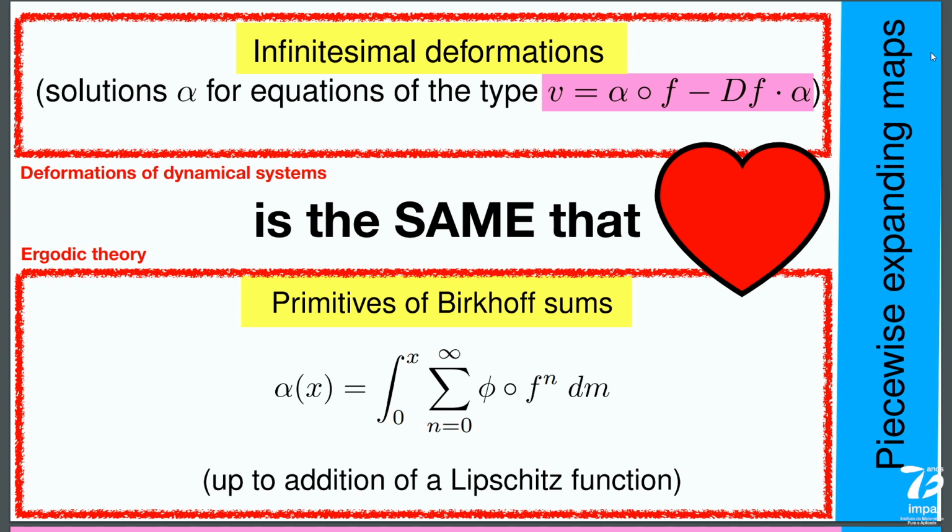If you wanted to understand deformations of these dynamical systems that are very complicated, like piecewise expanding maps, this is equivalent to understanding primitives of Birkhoff sums. So if you understand the regularity of these alphas that you are writing in this way, it is the same as understanding the regularity of alphas that satisfy these cohomological equations. So that's maybe the main thing in this talk: connect deformations of dynamical systems with ergodic theory of these dynamical systems.